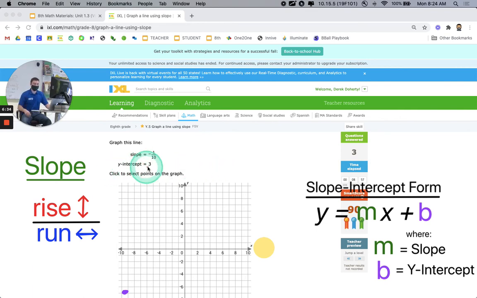And here they tell me the y-intercept is 3. So I'm going to go ahead and put a little purple box around that. The y-intercept is 3. And I'm also going to write some notes here. The y-intercept is 3, that means when the x value is 0, the y value is 3, or the line is going to cross the y-axis with a value of 3.